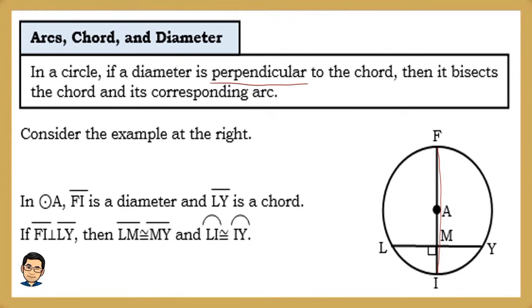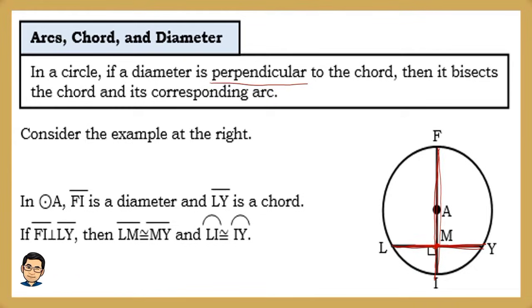So, yung chord na tinutukoy natin dyan is yung chord LY. So, ayan, nakadrawing tong LY na to. And then, idodrawing yung diameter FI, mahahati sa gitna. And then, yung chord na yon is mahati sa dalawa. And then, hahatiin niya din yung corresponding arc. So, yung chord natin na LY, mahati siya sa gitna. And then, yung hinati na yon, lalagyan natin ng point sa gitna, yung point M, ayan.